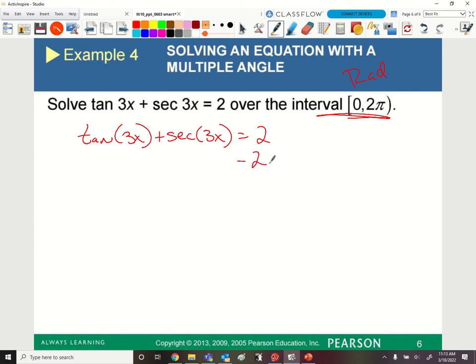Wait, where's that one at? Example 4. They don't mark it. It's just the list of all of them, just the equation, so we don't know which example it is. I don't know. Find the one that looks like that.